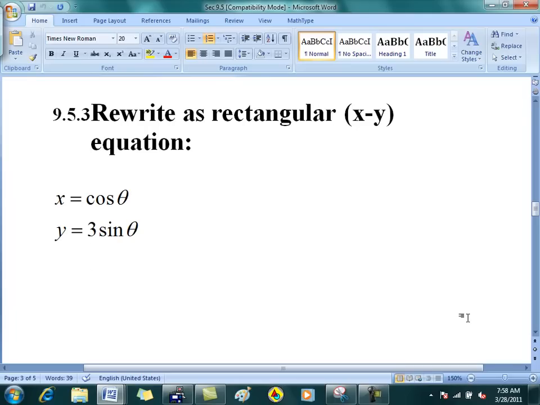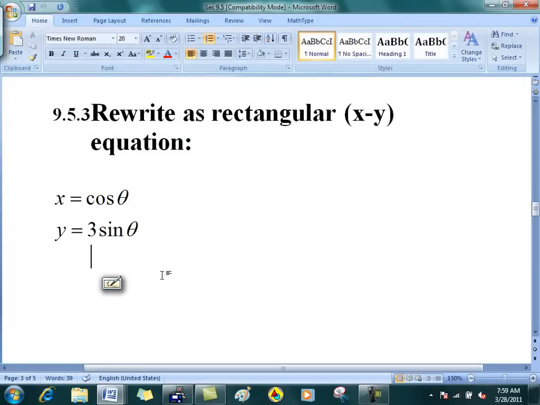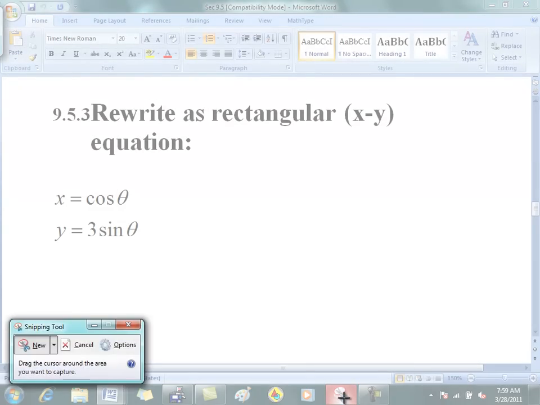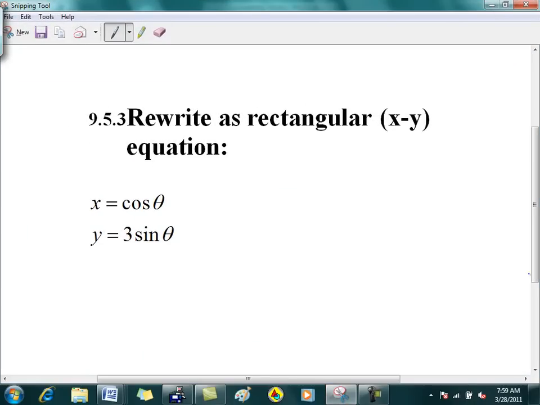How to change the parametric curves to what I call rectangular or Cartesian. In other words, you want to get rid of the parameter. So in here, what's the parameter in these equations? Theta. I want to get rid of that and just have an equation in x and y.